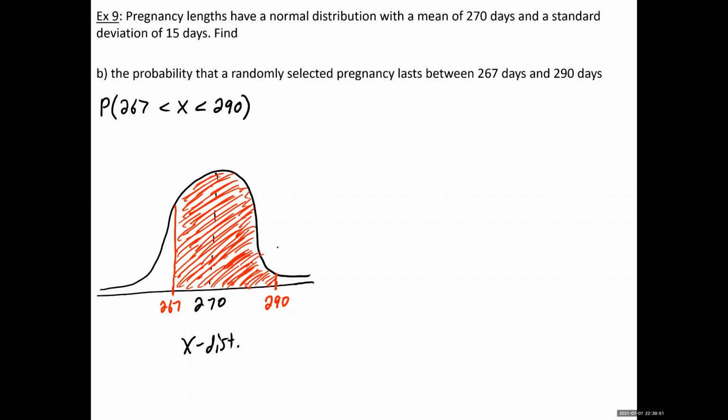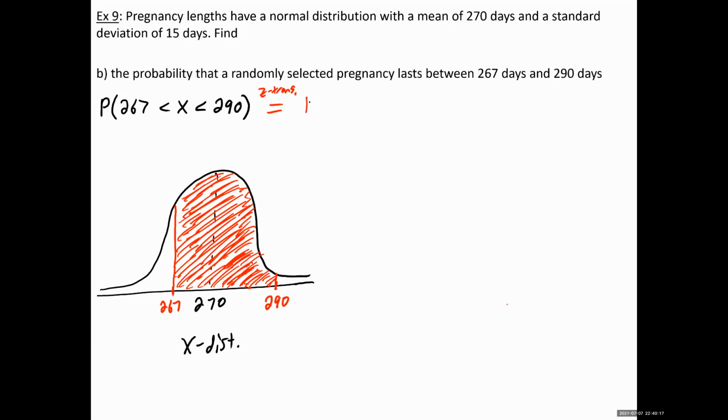All right, after you've drawn the picture, again, X has a normal distribution. So how do you handle problems that have a normal distribution? What do you do first? Other than the picture, what do you do first? Z transformation. You do a Z transformation. Okay.